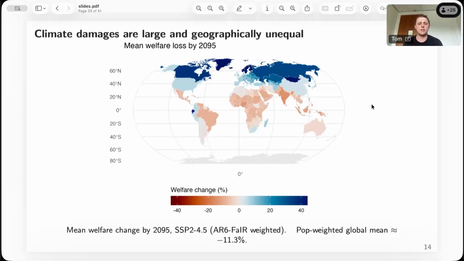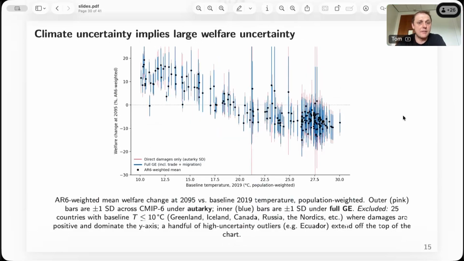And we find really big welfare impacts for certain countries, especially those in sub-Saharan Africa and in other countries near the equator. And again, this has been found many times before, and our numbers are roughly in line with others in this literature that use similar methods. However, there's large uncertainty associated with these estimates.